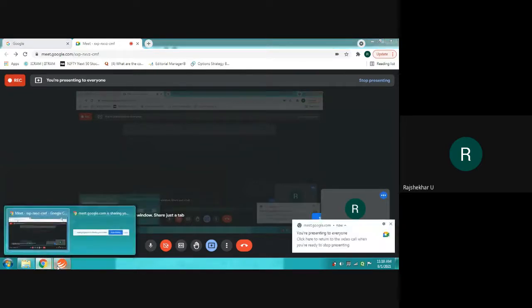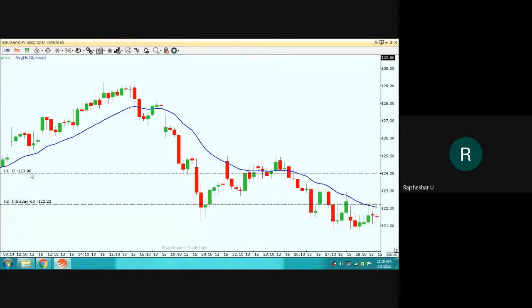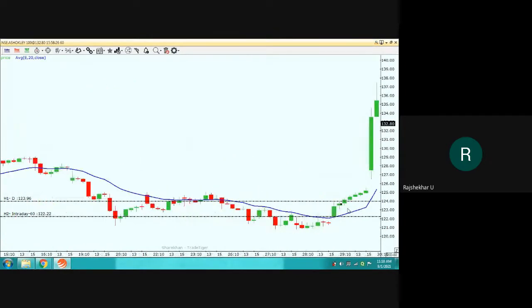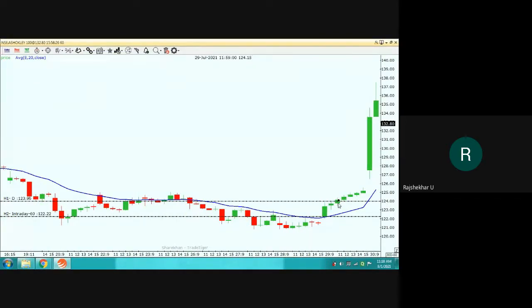Okay, so continuing. As I was explaining, daily moving average line will be different and hourly moving average line will be different. So daily moving average line is approximately at 124 and hourly is at 122.2. I am talking with respect to this candle, when this candle was forming.